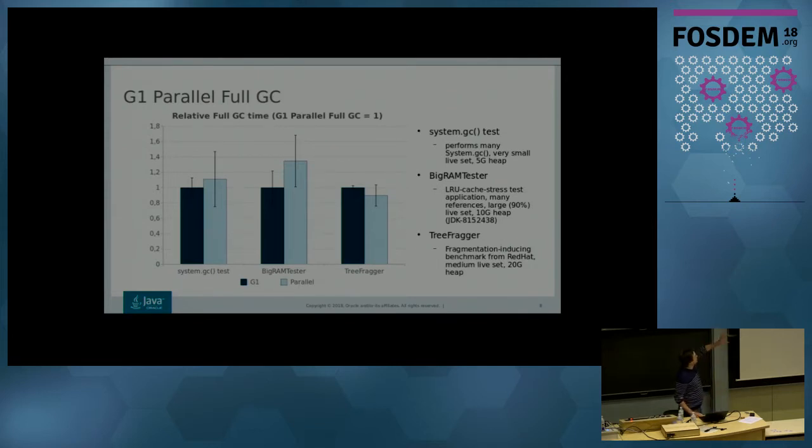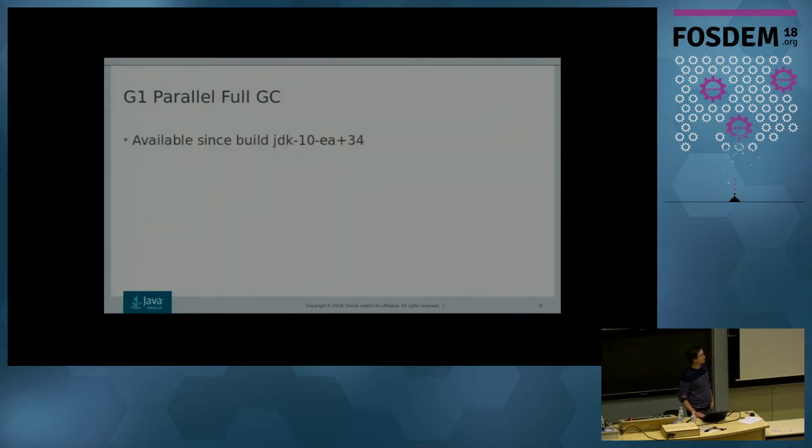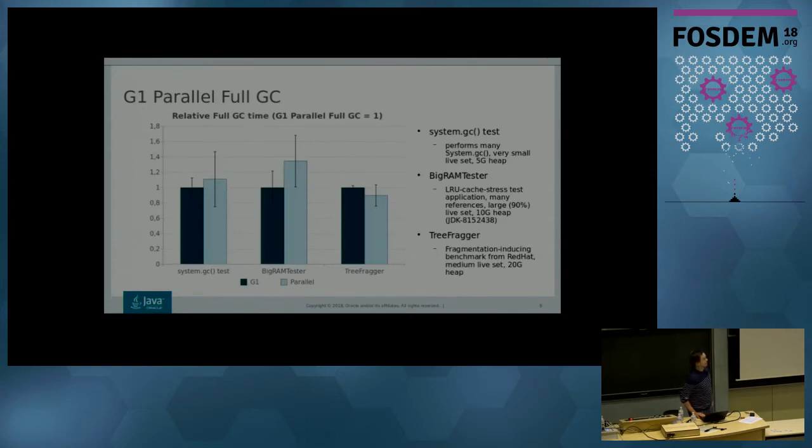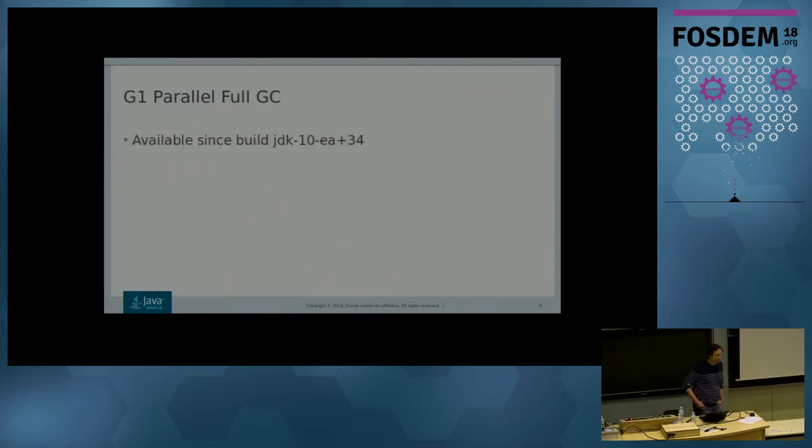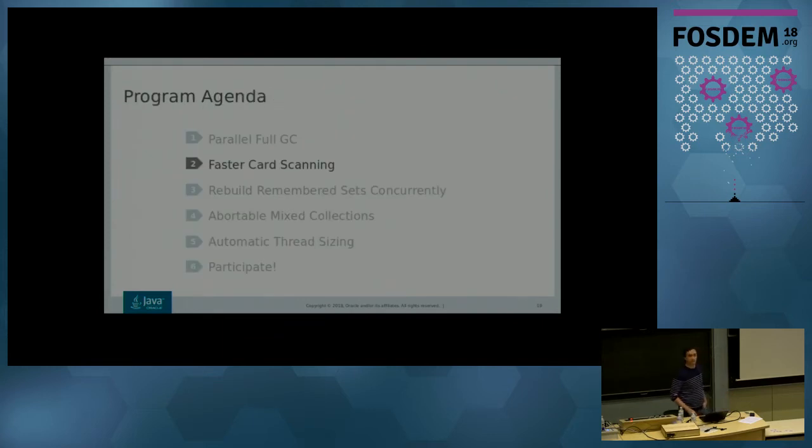And without going into the detail, it looks like we are there. Do you know how many cores this tracks? I think 32 or something like this. Yeah. Okay, so everything is fine. This is available since JDK 10 build 33. Then let's go to the next topic.